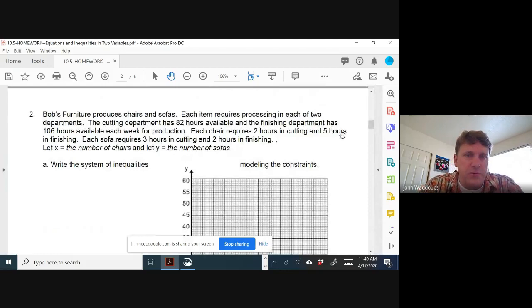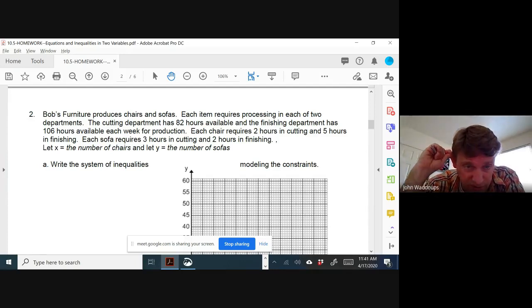All right. Bob's Furniture produces chairs and sofas. Each item requires processing in each of 2 departments. The cutting department has 82 hours available, and the finishing department has 106 hours available each week for production. Each chair requires 2 hours in cutting and 5 hours in finishing. Each sofa requires 3 hours in cutting and 2 hours in finishing. So let x equal the number of chairs and y equal the number of sofas.